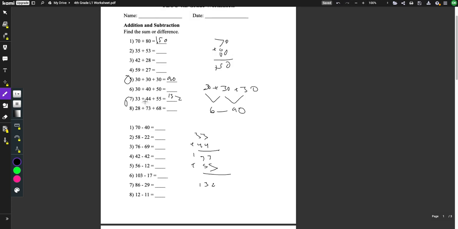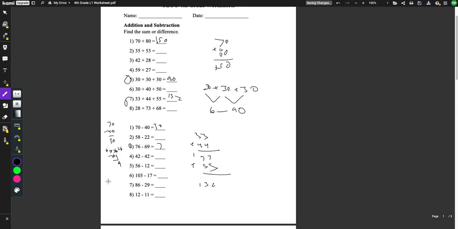Okay. Moving on, we're going to be doing some subtraction. Number 1 says 70 minus 40. That shouldn't be too bad either. Same thing as this. 70 minus 40, that's 3 down here, 0, so 30. Number 3 is 76 minus 69. 16 minus 9, that's going to be 7. And then 6 minus 6, that's just 0, so this one's just going to be 7.